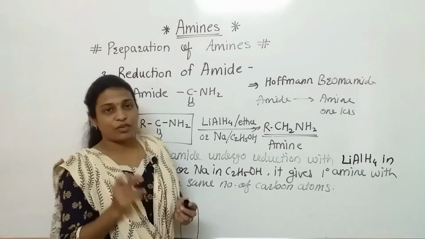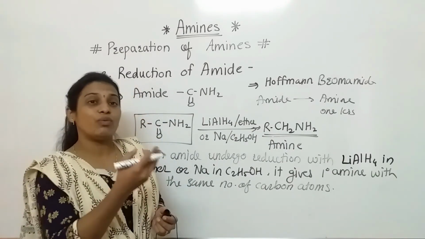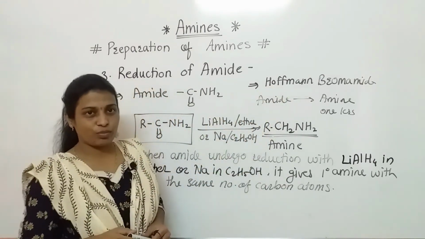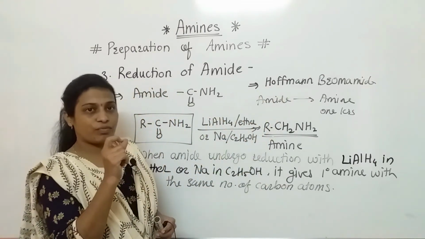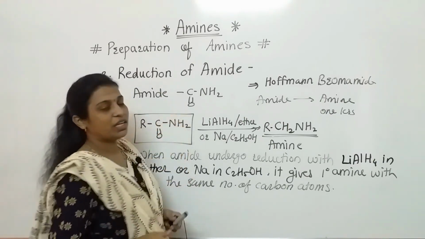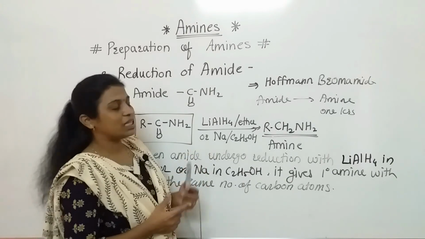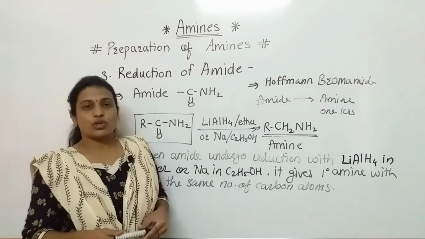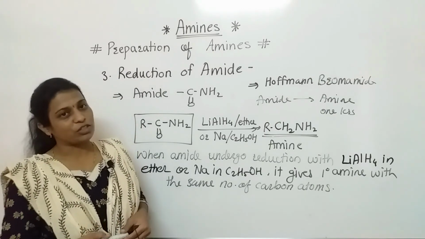So keep in mind that when there is a product with one less number of carbon, we have to use the Hofmann bromamide degradation method, but when there is an amine with the same number of carbon, then we have to prefer the reaction that is by using lithium aluminium hydride in ether or sodium in ethanol. So this is another method for the preparation of the amine.